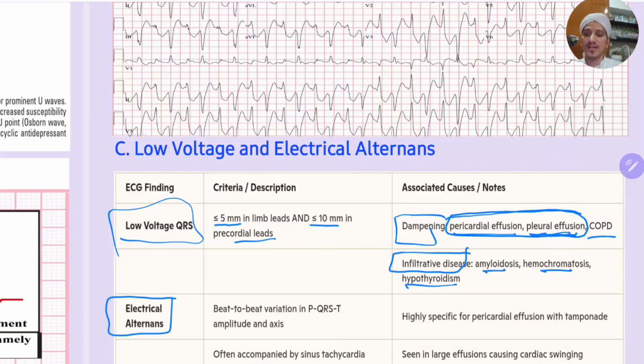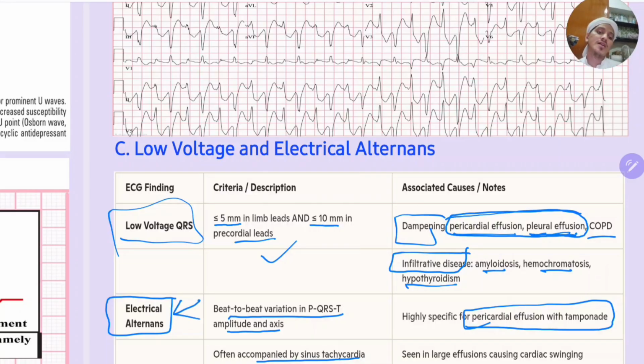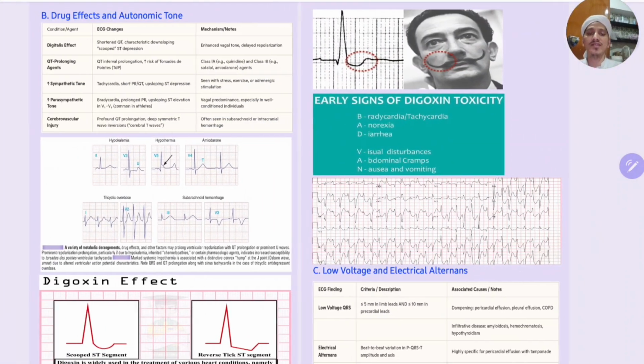Electrical alternans is beat to beat variation in PQRST amplitude and axis, often accompanied by sinus tachycardia. This is highly specific for pericardial effusion with tamponade. You can see low voltage in pericardial effusion, but if you are seeing electrical alternans, that is highly specific for effusion with tamponade, seen in large effusions causing cardiac swinging. So in massive pericardial effusion, you may see electrical alternans. If it is not massive, you will see low voltage QRS complexes, but you will not see electrical alternans. That is important. Okay, now we will see these things.